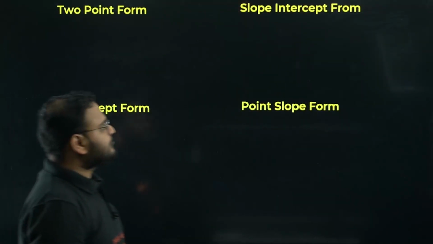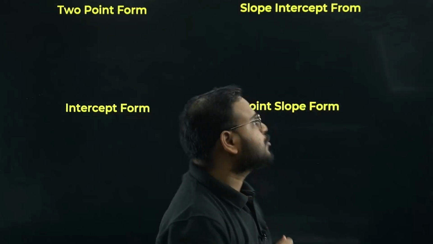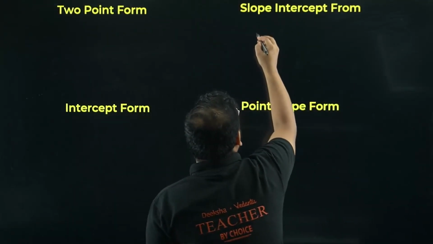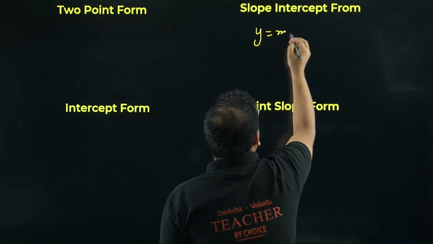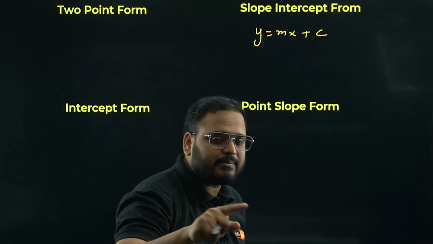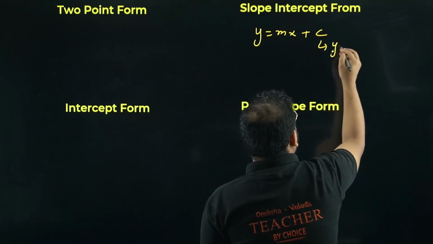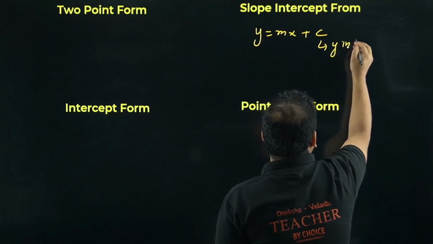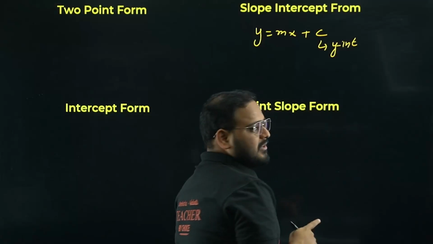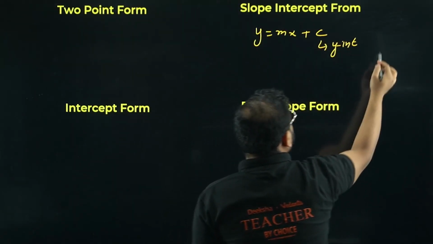Now we have some 4 simple forms of straight line. What is the first one? Slope intercept form. Remember this form, y equals to mx plus c. Whenever in the question they have given you intercept and slope, this c is called as y intercept. How come y intercept, sir? Put x as 0, na? Put x as 0. What is going to be value of y? C.